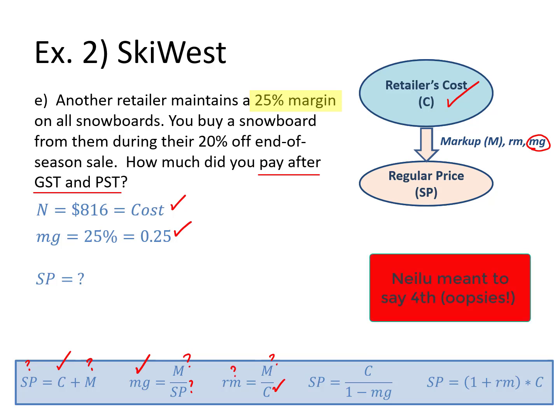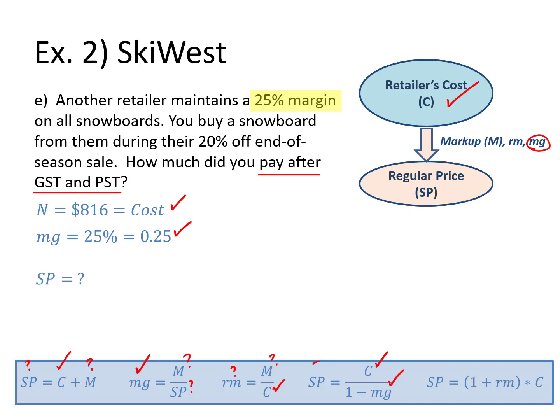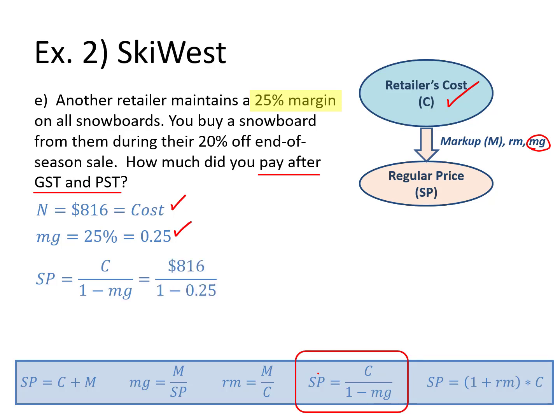Let's look at this third equation. I've got cost, I've got margin, and I'm trying to solve what the selling price is. This is, in fact, the equation that will get me the selling price. So now using that equation, I have cost over 1 minus the margin. I plug in the values, so I get the $816 cost divided by 1 minus 0.25 margin, giving me a selling price of $1,088. I'm going to continue this problem on the next slide just for space.